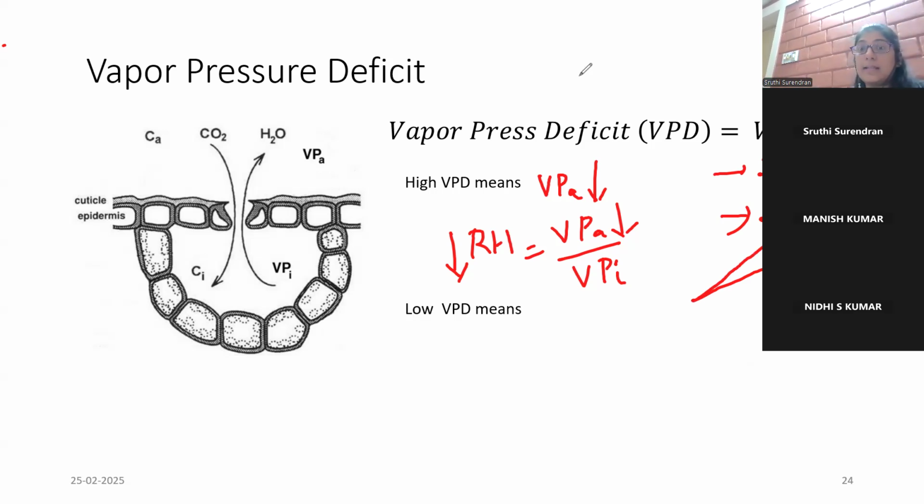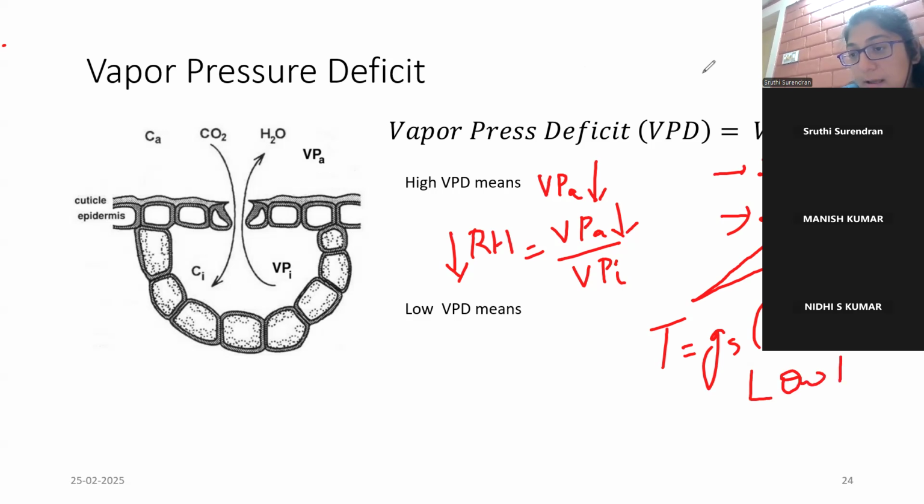So when we say that the VPD is very high, it means that the transpiration rate is going to be very high, because we had talked about how transpiration is a function of the vapor pressure deficit, VPI minus VPA. So at low relative humidity, the transpiration is going to be very high.